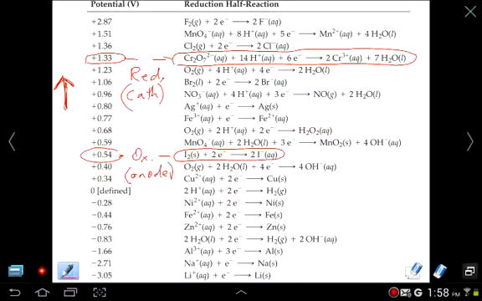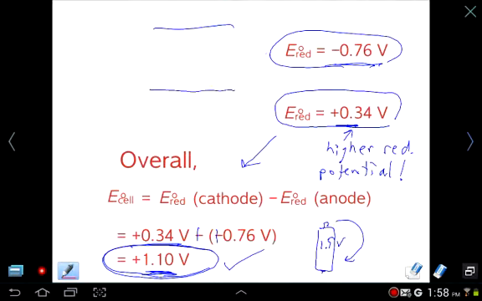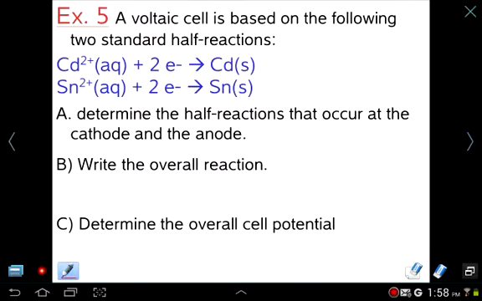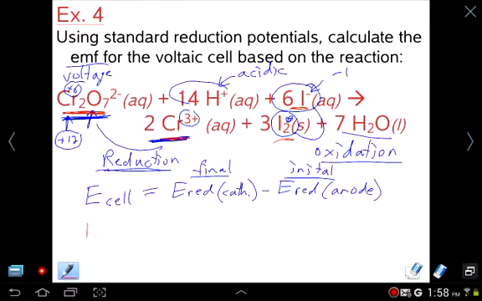So what we'll be doing is we'll be taking 1.33 minus 0.54. So take those two numbers down. So we had 1.33 minus 0.54. And if you do this calculation, you should come up with 0.79, if I'm not mistaken. This gives us 0.79 volts.